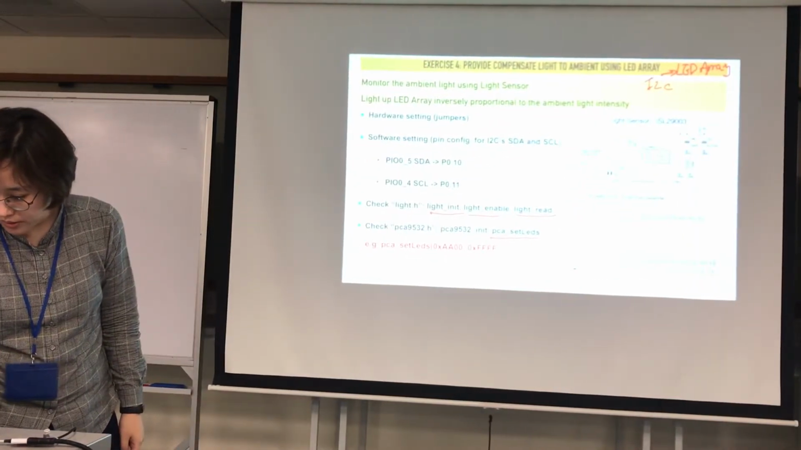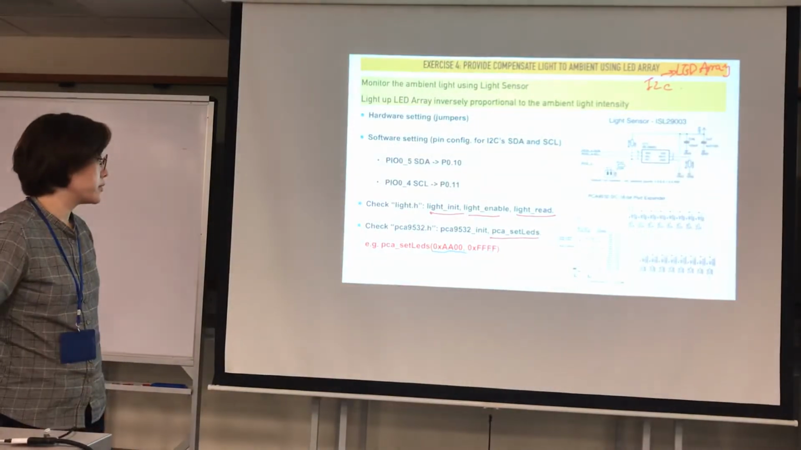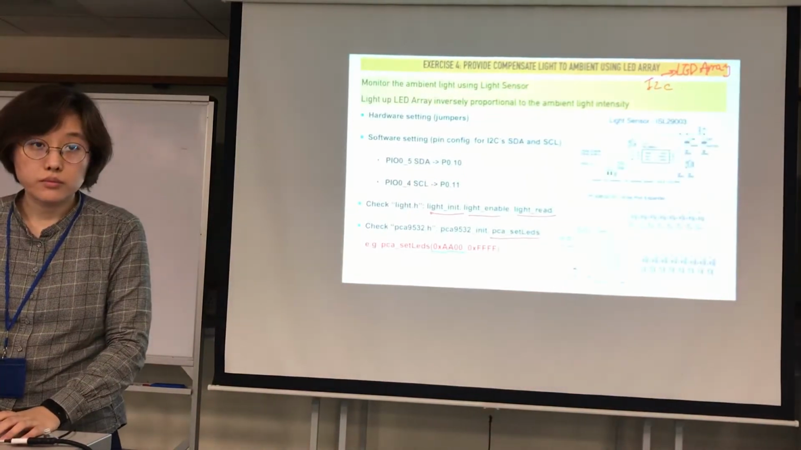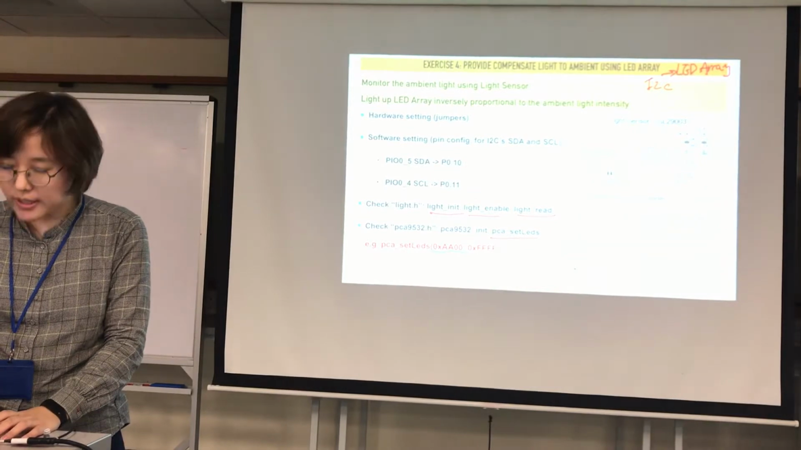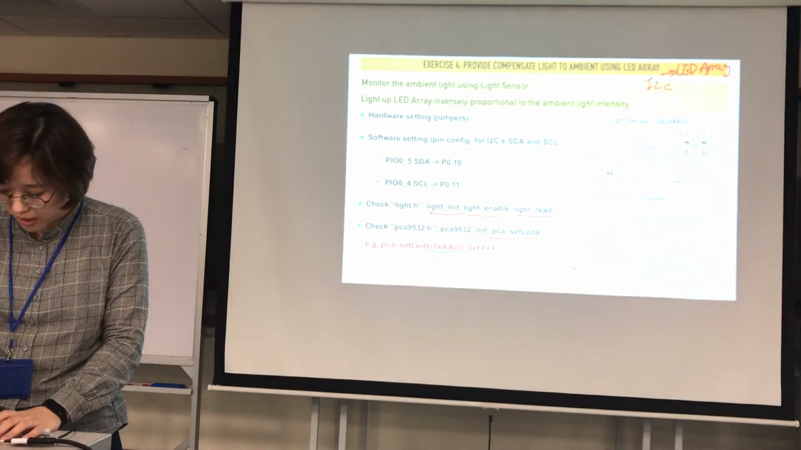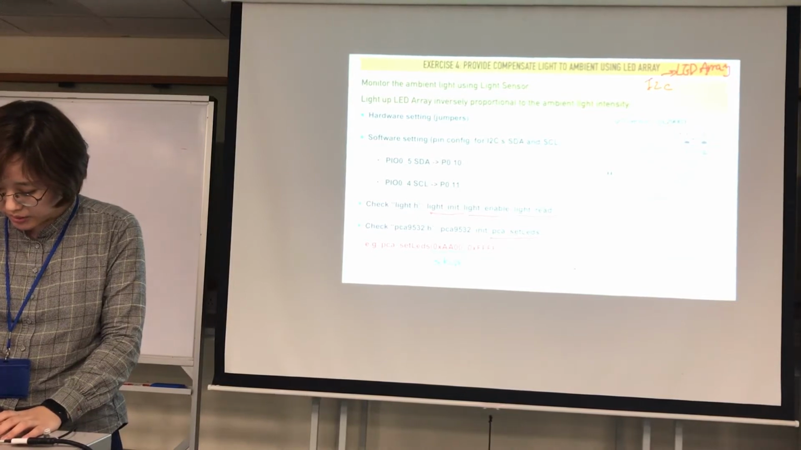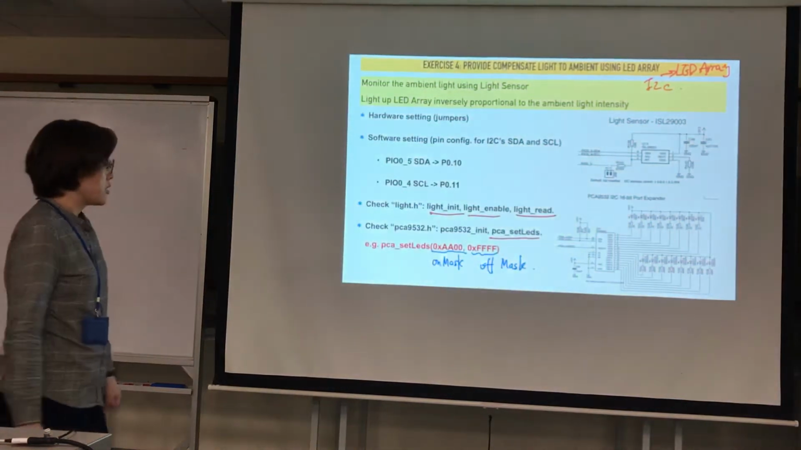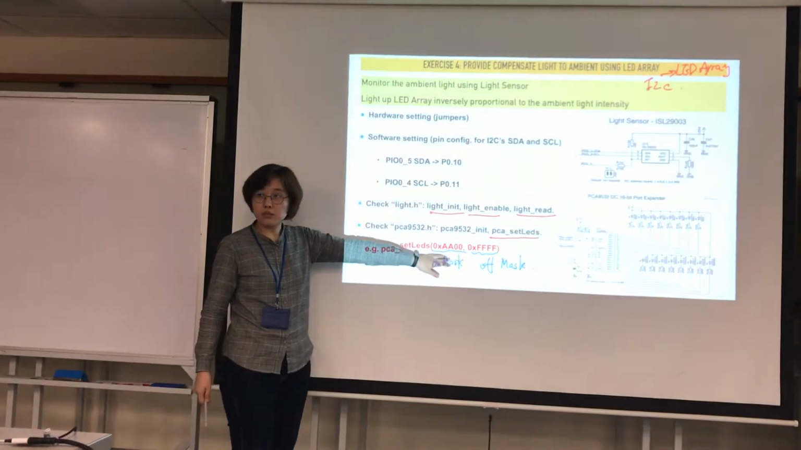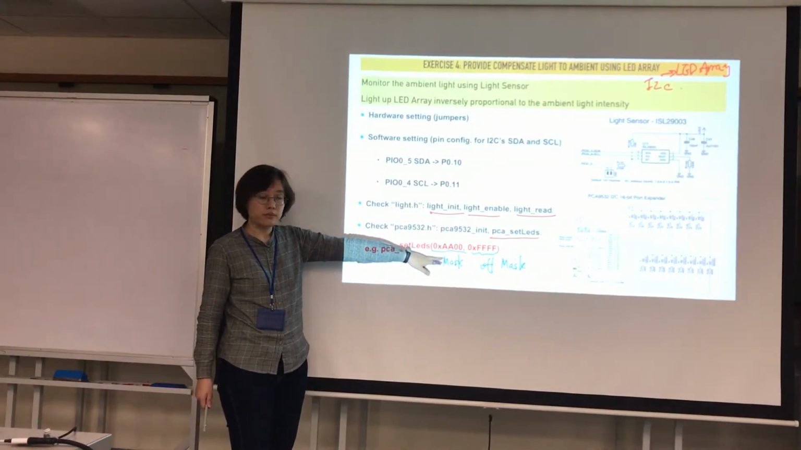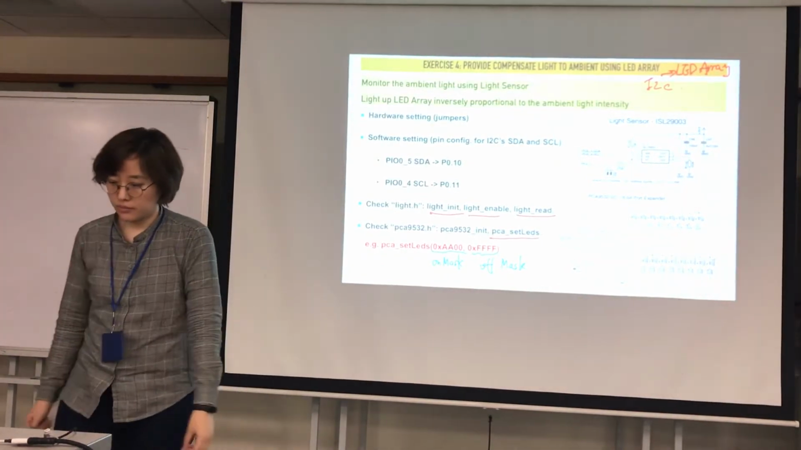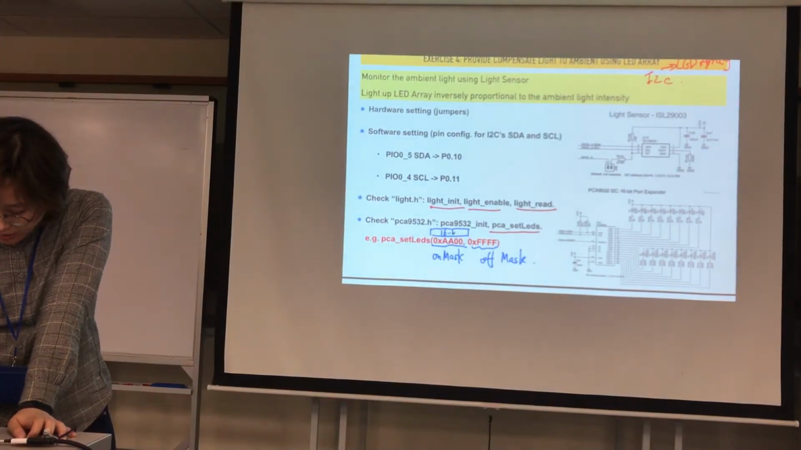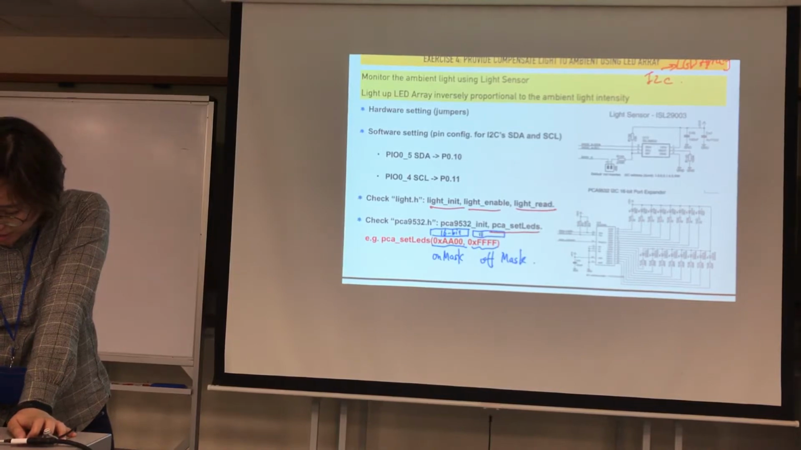What's this? Anyone? It's the LEDs that you want to turn on, right? So it's called on mask, and this one is off mask. Can you see this is a hexadecimal number? How many bits do we have here? 16 bit. So this one you have 16 bit, and this one you also have 16 bit.